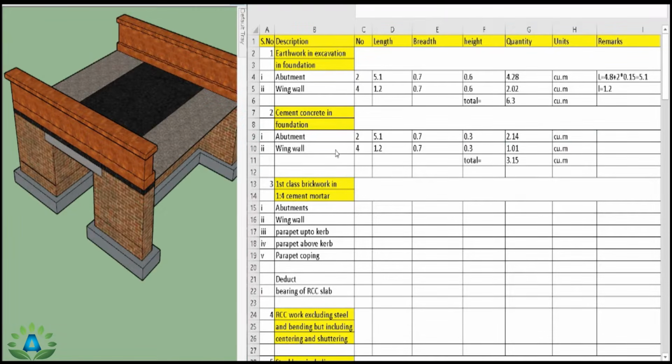And here in this wing wall also we have numbers for the length is same, that is 1.2, breadth is 0.7 meter and the height is 0.3 meter. So the total quantity is 1.01 cubic meter.